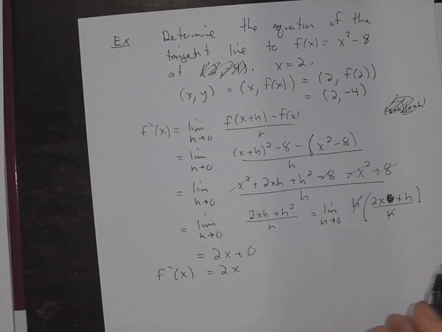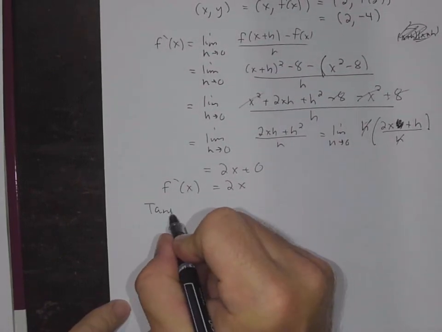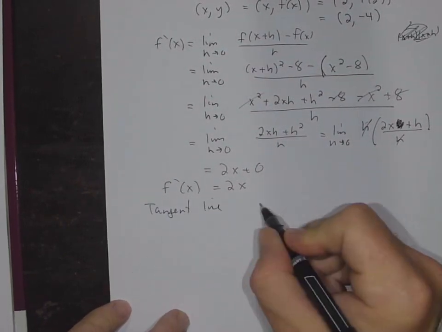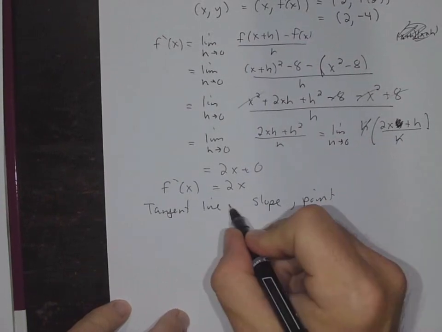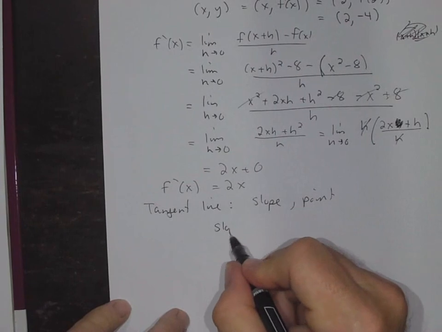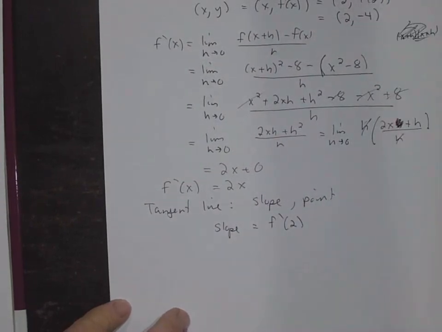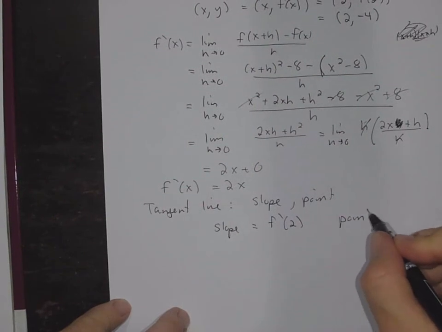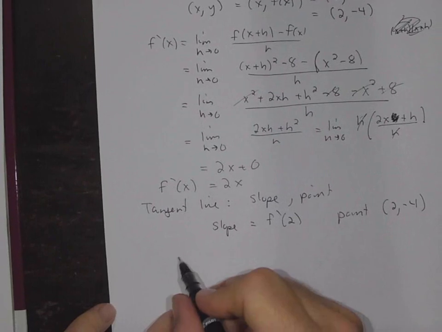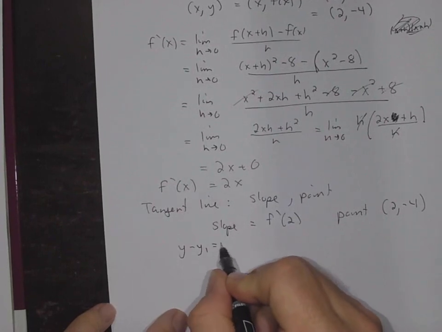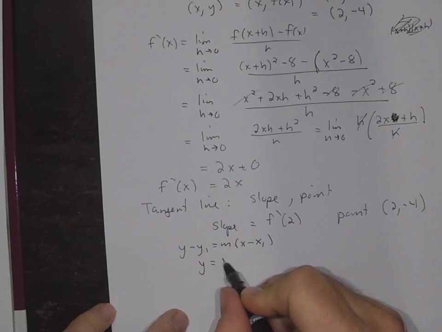That's just 2x. So if I want to find the equation of the tangent line, you know that you're going to need a slope, and you're going to need a point. So your slope is going to equal f prime of 2, because it's at that x value. And then your point, I gave it to you. It's going to be 2 comma minus 4. So you're going to use your point-slope formula. A lot of times they say this, but I tend to like to just solve this for y in the beginning.